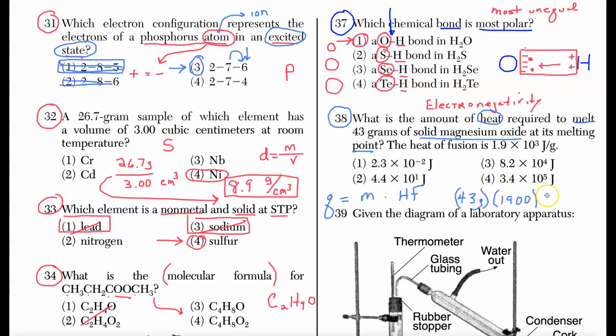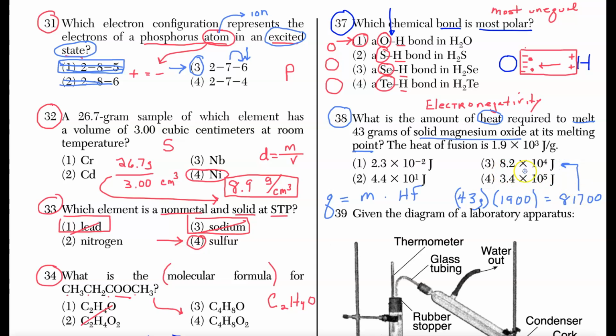So all I'm doing is multiplying the heat of fusion times the grams. Now, the heat of fusion is in joules per gram, so the grams will cancel and give you joules. But in any case, it's 43 times 1900. Okay, so let's do it. 43 times 1900. And I get a raw unrounded number, and then I'm asking for sig figs here, of 81700. So 81,700 joules. And if you notice, the number that's closest is choice 3, right?